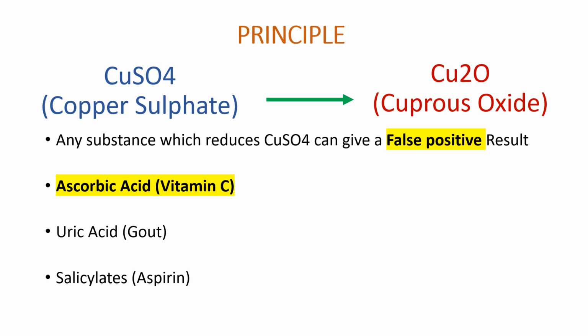Apart from ascorbic acid, you have to know that uric acid, which is increased in conditions such as gout, and also salicylates, which are drugs such as aspirin, can do the same thing, and that is why they can all yield a false positive Benedict's test.